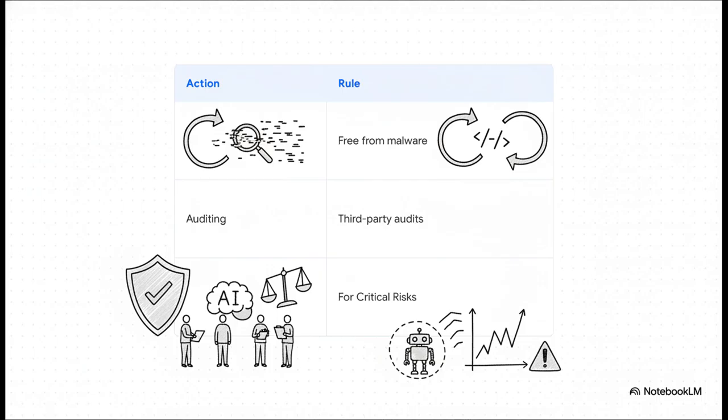Plus, if the AI is classified as a critical risk, which usually depends on how autonomous it is or how sensitive the data is, the developer actually has to make post-implementation behavior monitoring available to the deployer. They have to keep an eye on it after it ships.